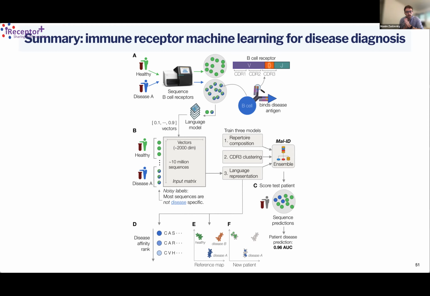Let me end with an important caveat. This is a proof of concept. We only have 5 immune states and several hundred individuals here. So we'd like to test this on larger cohorts to show that this works for more than just these 5 immune states. We believe this framework for disease prediction and immune repertoire interpretation can be very powerful.